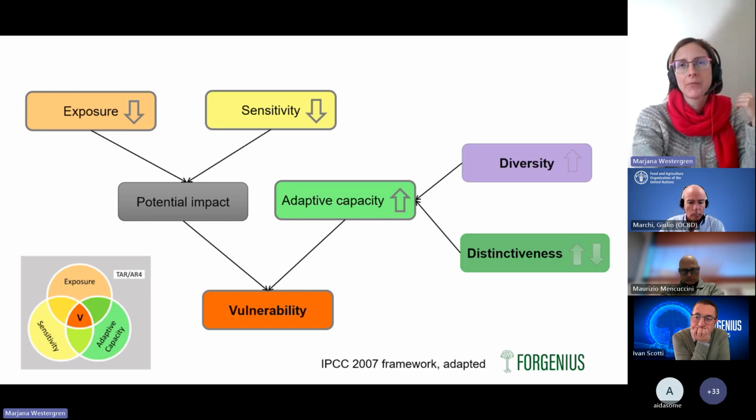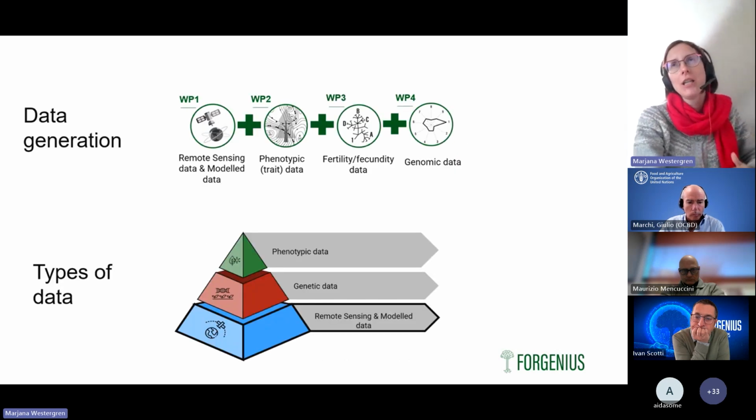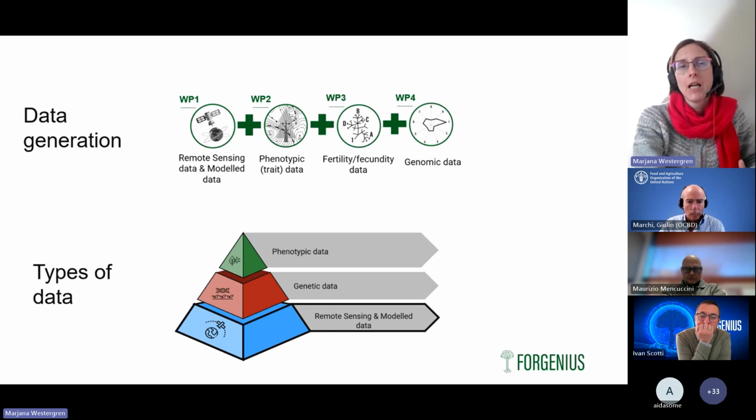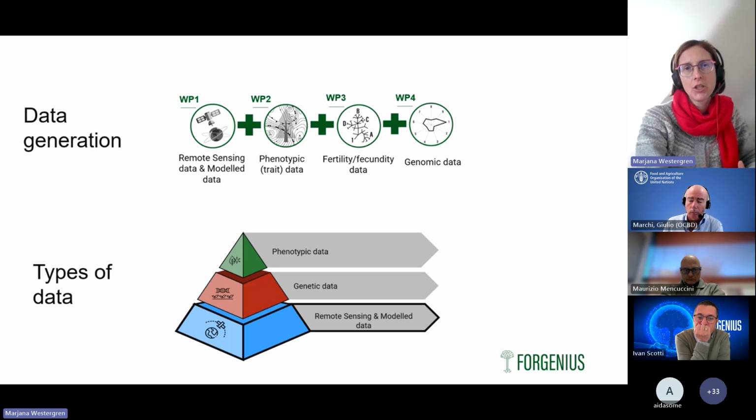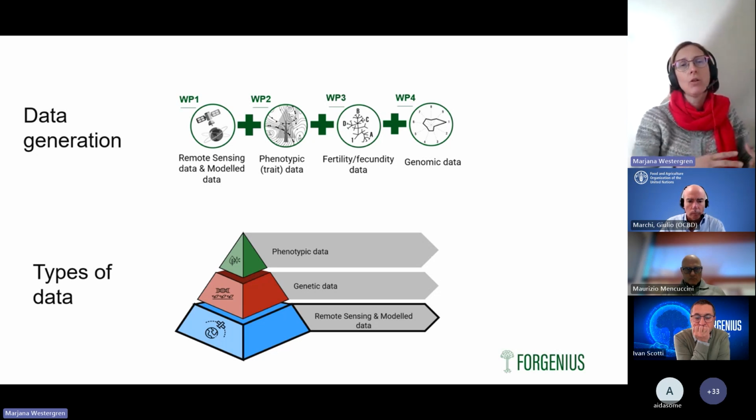Now, when we had the theoretical framework, we needed to look within the project at what kind of data FORGENIUS is generating. This is provided by work packages 1 to 4. The data that we are getting from these work packages come from remote sensing and from modeling. There are data that are recorded physically in gene conservation units, the trait data. Then we have fertility and fecundity data, and of course genomic data, also based on sampling in the gene conservation units.